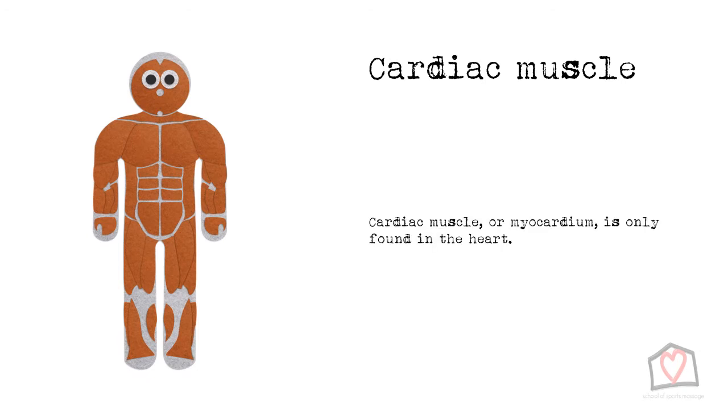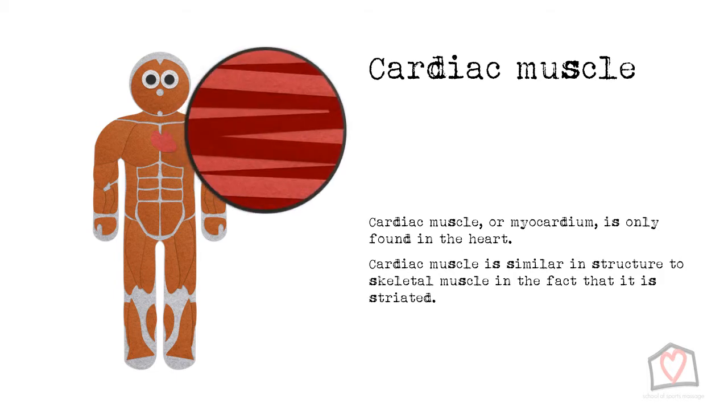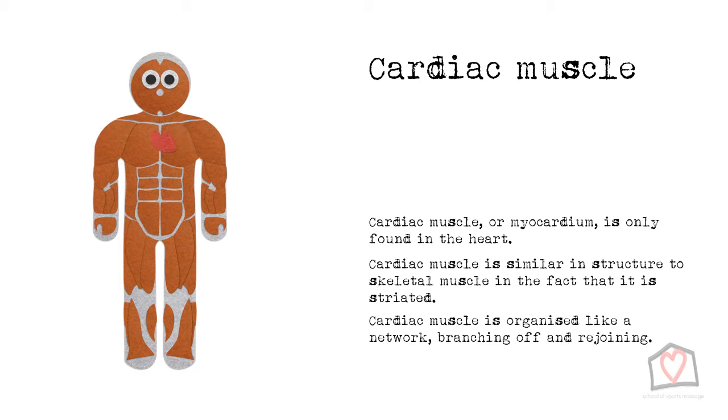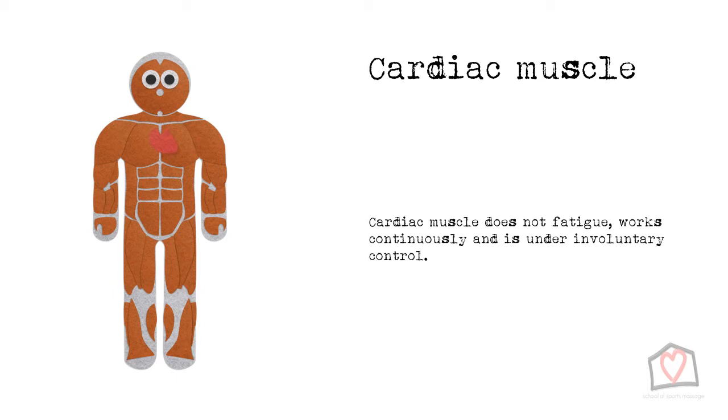Cardiac muscle, or myocardium, is only found in the heart, and you will see shortly it is similar to the structure of skeletal muscle in the fact that it is striated, meaning it looks stripy, but rather than being in uniform lines as in skeletal muscle, it is organised more like a network, branching off and rejoining. The good news about cardiac muscle, unlike skeletal muscle, is it does not fatigue. It works continuously and is under involuntary control. In other words, we have no control over it.